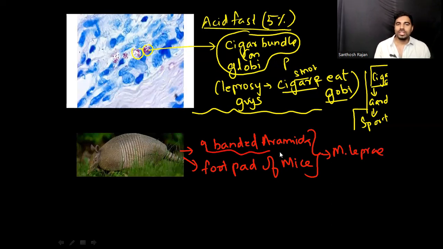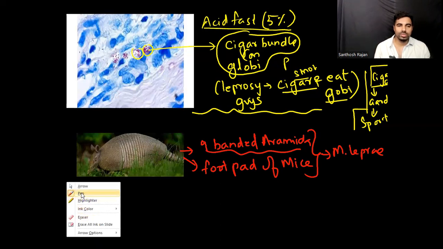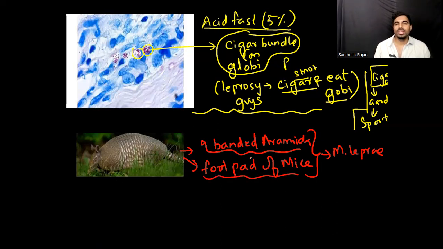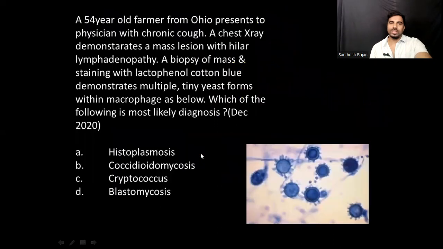Here is how you remember it. Leprosy people live alone, outside the village, so what is their company? These two animals: the nine-banded armadillo and the foot pad of mice. Remember like that. The nine-banded armadillo and foot pad of mice is an important question. Got it? So this is for leprosy.